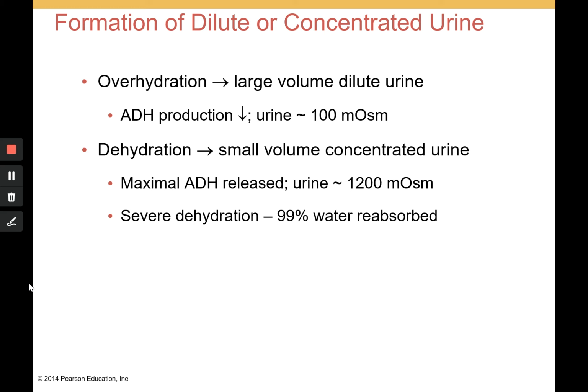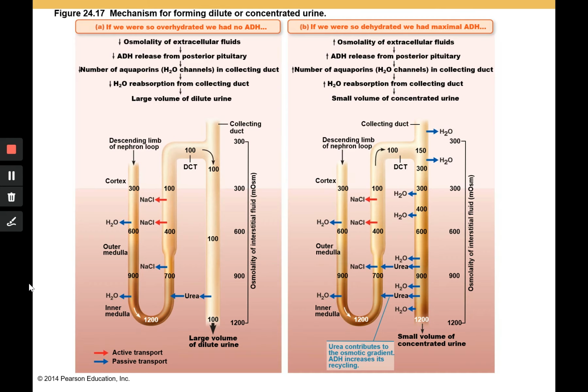If someone is dehydrated, we're going to try to reclaim all the water we can. ADH will be maximally released. We'll put as many aquaporins as we can into the distal convoluted tubule and collecting duct. In severe dehydration, we'll reclaim about 99% of the water that's trying to get through the filtrate. Instead, it'll be moved into the interstitial space, and we'll reclaim that using our countercurrent exchanger, the vasa recta. So someone who's dehydrated could have urine that's about 1200 milliosmoles, with a lot of solute compared to water in it.